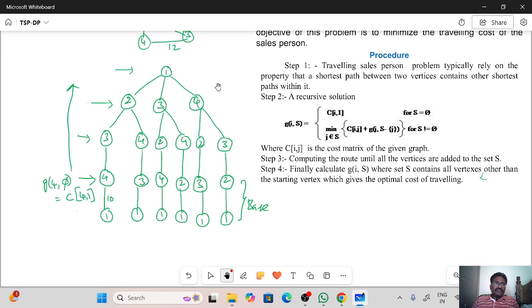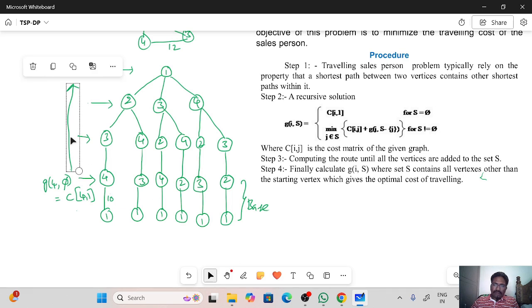Now I try to write my formula here, G of 3 with this set. When I am at node 3, that means I have visited 1, 2 and 3. Out of 4 vertices I have visited 3 vertices, and 1 vertex is pending. What is that? 4. That means my set consists of only 1 element, my set length is 1, and that is 4.